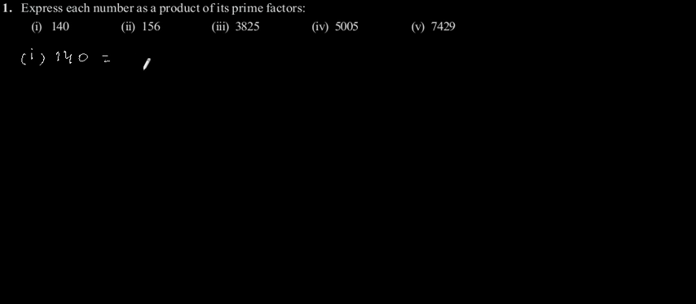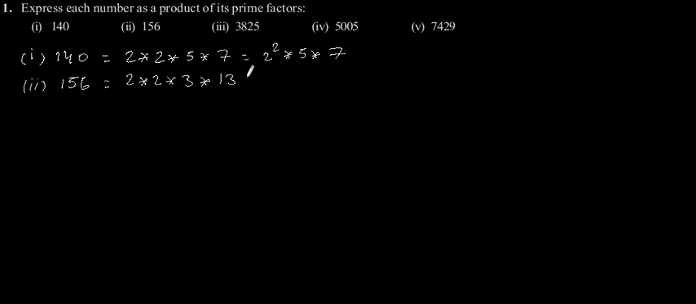140. 140 can be expressed as 2 into 2 into 5 into 7. This can be written as 2 to the power 2 into 5 into 7. Second, 156. 156 can be written as 2 into 2 into 3 into 13. This will become 2 to the power 2 into 3 into 13.